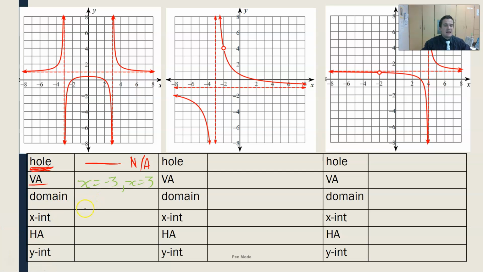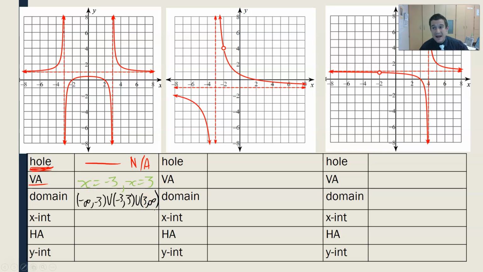My domain is everywhere the graph touches. So in this function, it's going to be basically everywhere except for a hole or a vertical asymptote. So my domain starts at -∞, and it goes all the way up to -3, because that's where I have an asymptote. My graph doesn't actually touch that line. And then my domain also goes between -3 and 3, right in between there. And let me write this a little bit closer together: -∞ to -3, from -3 to 3, and from 3 to infinity.